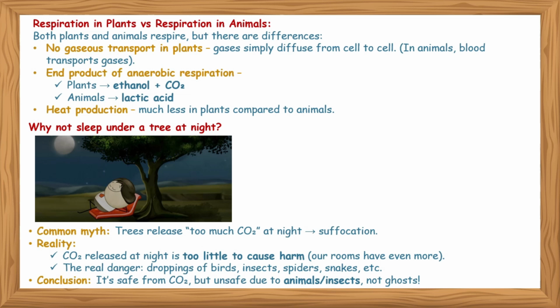Why not sleep under a tree at night? Common myth: a tree releases too much carbon dioxide at night, so suffocation occurs. But what is the reality? Carbon dioxide released at night is too little to cause harm. Our rooms have even more. The real danger: droppings of birds, insects, spiders, snakes, etc. It's safe from carbon dioxide, but unsafe due to animals and insects, not due to ghosts.